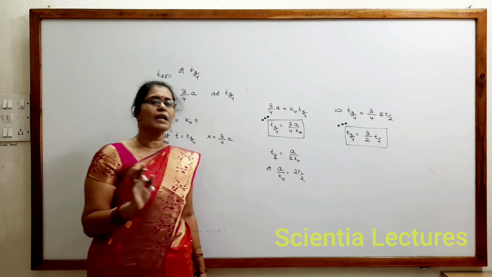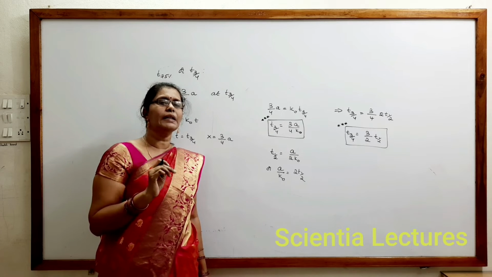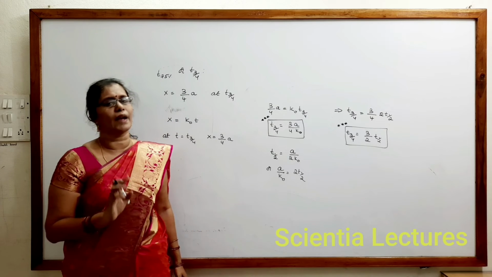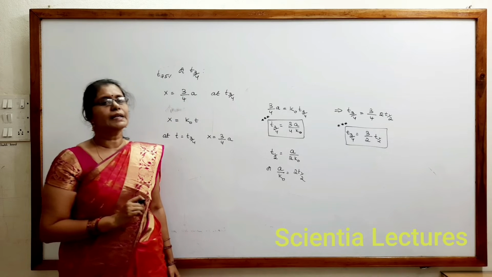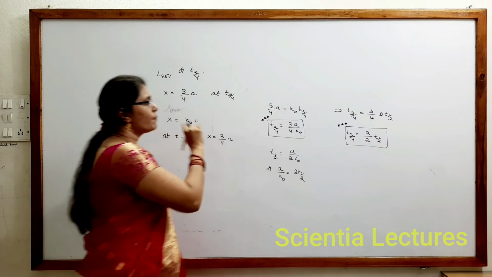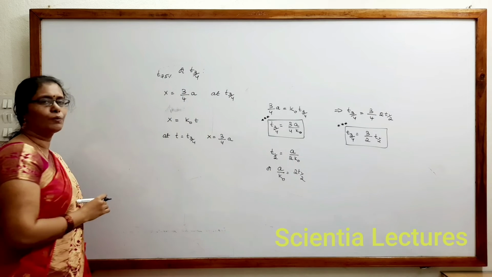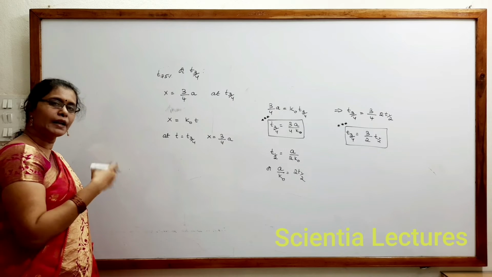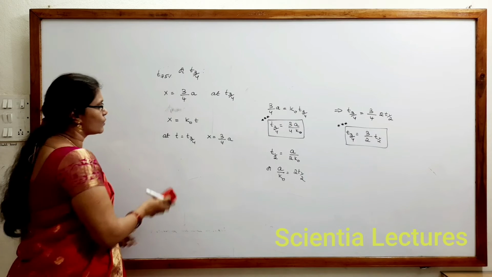Suppose they just gave t half and they ask you to calculate T 3 by 4 of a zero order reaction. How to calculate it? T 3 by 4 equals 3 by 2 times t half. So remember, these are all formulae. You have to derive them and remember them also.